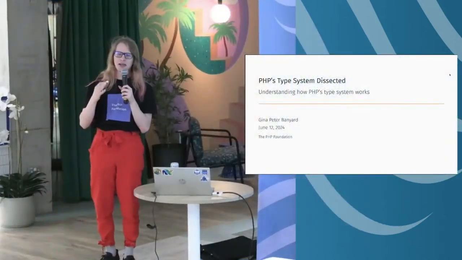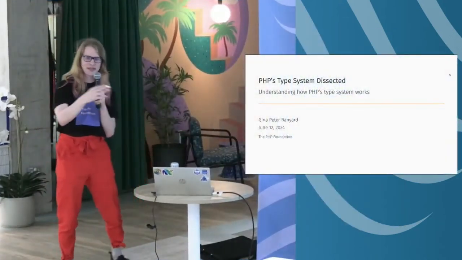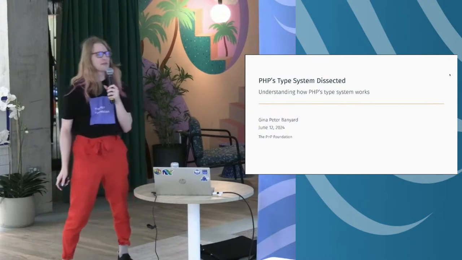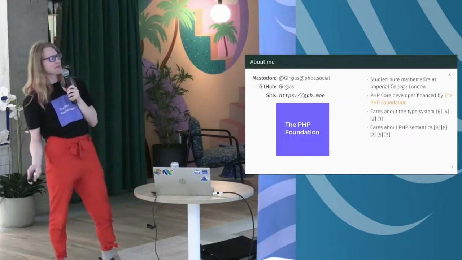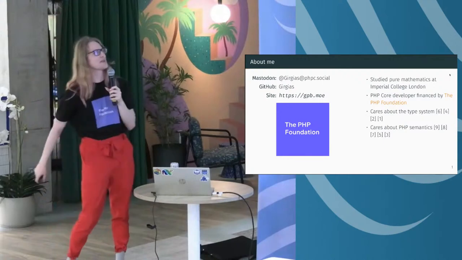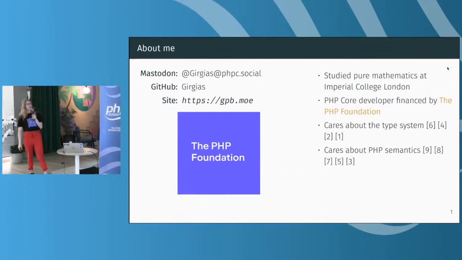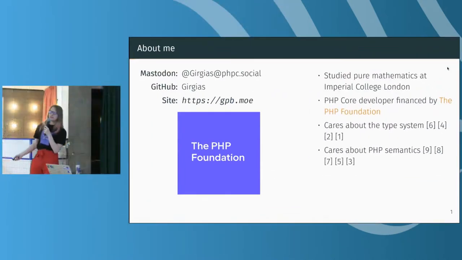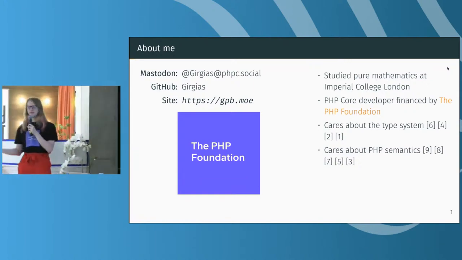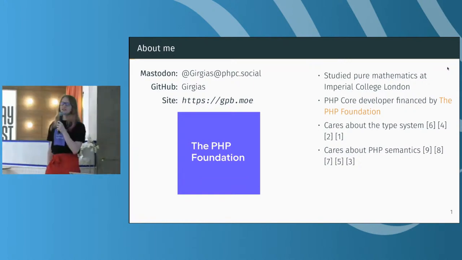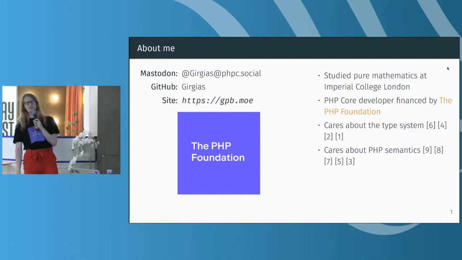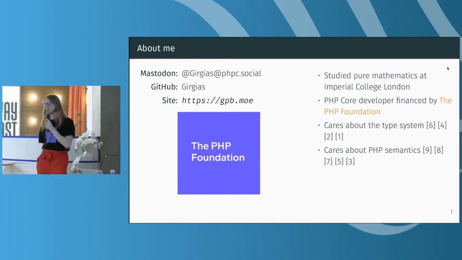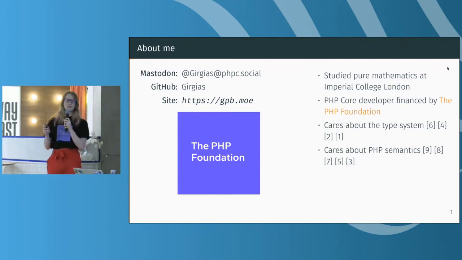If you take every initial of the words, you'll get an acronym, and this is what sometimes happens to me. But yeah, you can find me on Mastodon, @php.social. Technically, I'm also on Twitter or X, terrible name, but I don't really use it. I studied pure mathematics at Imperial College London. I'm a PHP Core Developer funded by the foundation. I care a lot about type systems, and I care about PHP semantics, because PHP sometimes is very weird, but we'll get to that at the end.